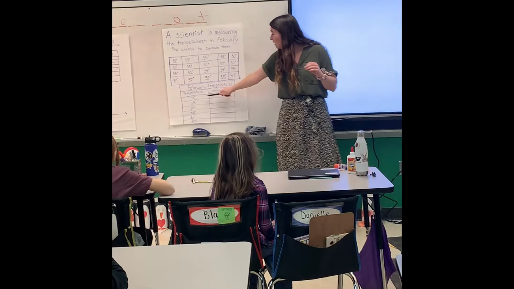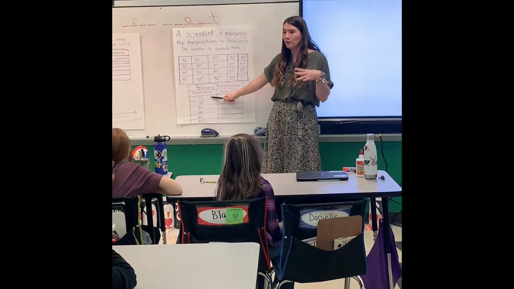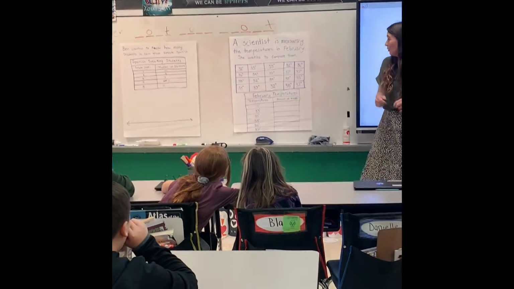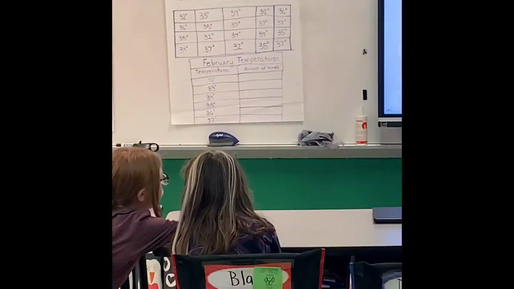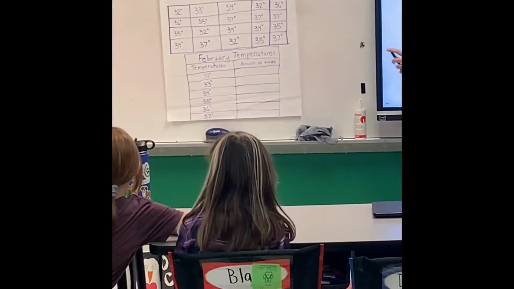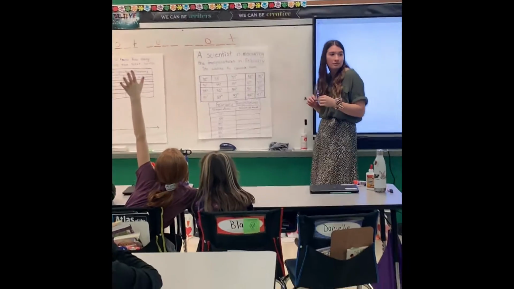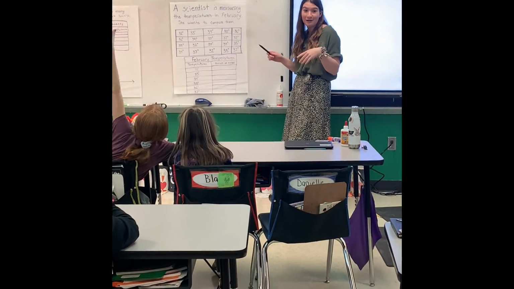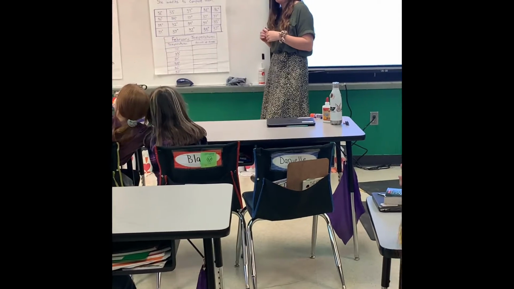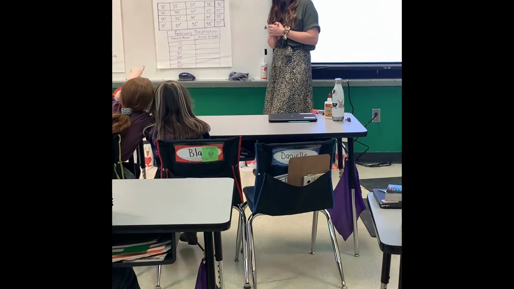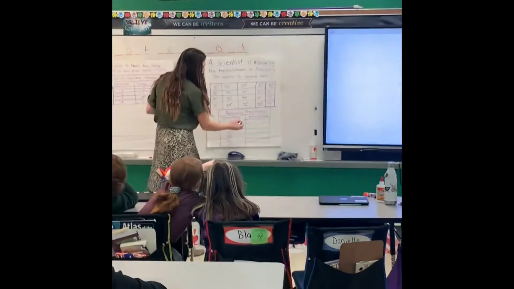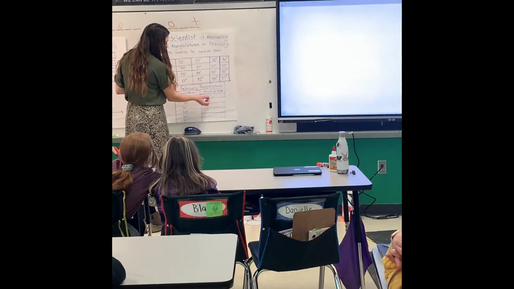So who can tell me, or talk to your table partner first, how many 32s were there in the month of February? 1, 2, 3, 4. And then you can tell your table partner and see if they agree. 4. And then raise your hand, please. Ready? 4. So 4 tallies in the little box.